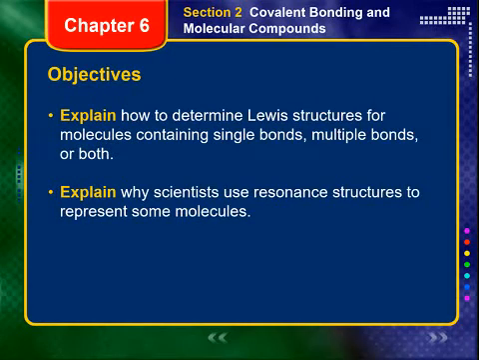Chapter 6, Section 2: Single covalent bonds are formed. After this video, I hope that you can explain how to determine Lewis structures for molecules containing single bonds, multiple bonds, or both. Single covalent bonds are formed when one pair of electrons is shared between two atoms, as shown in this molecule made up of two atoms of fluorine.